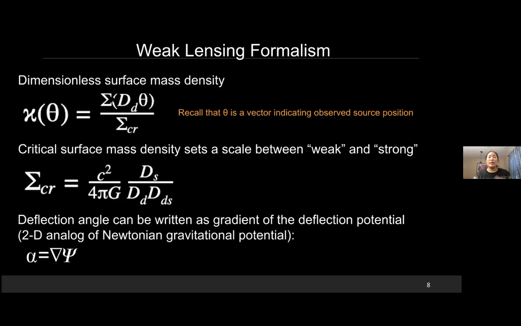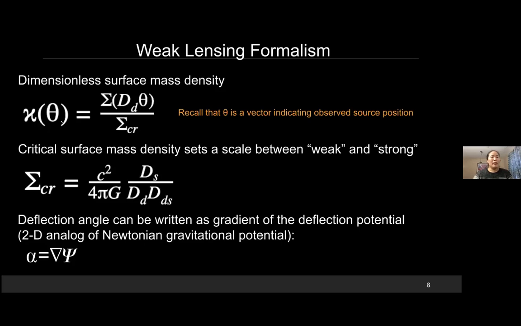The one on the top is the surface mass density at the observed source position, with a factor of the angular diameter distance to the lens. And then there's this quantity in the denominator, which we know as the critical surface mass density. It's a combination of the angular diameter distances and some physical constants. And this is an interesting quantity because it sets a scale between weak and strong.